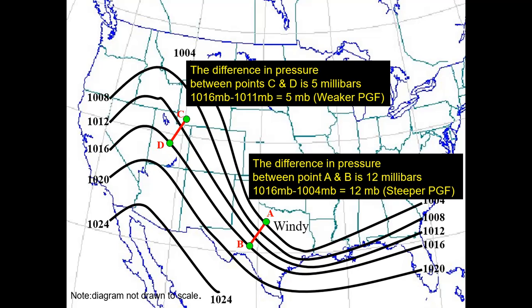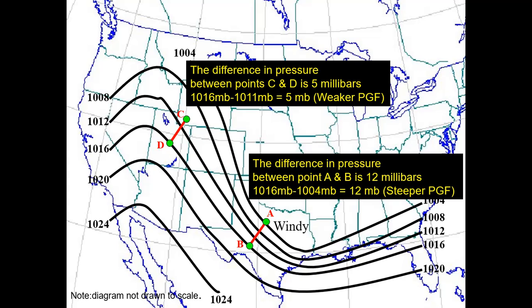Now, the difference in pressure between points C and D, let's say, is about 5 millibars. I'm just measuring the difference in pressure along that red horizontal line between points C and D. At point C, the pressure is about 1,011 millibars. At point D, it's about 1,016. So we take the difference in pressure between those 2 points, 1,016 millibars, subtract 1,011 millibars from it, and we get 5 millibars, a pressure gradient or a change in pressure of 5 millibars.